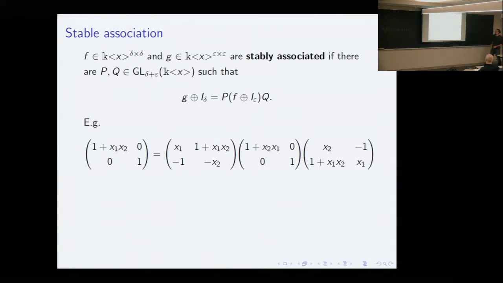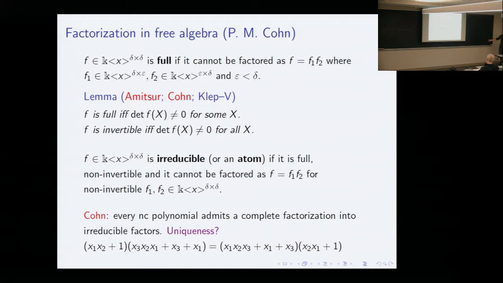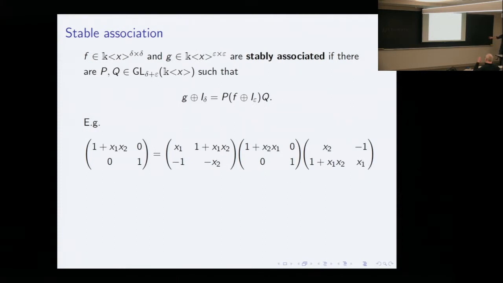So here we have this example of non-uniqueness of factorization. Look at this first factor and the last factor. You can check that they are stably associated. They are not associated, since one is not a scalar multiple of the other, but once we enlarge them a little bit, we can find invertible matrices such that they satisfy this relation.